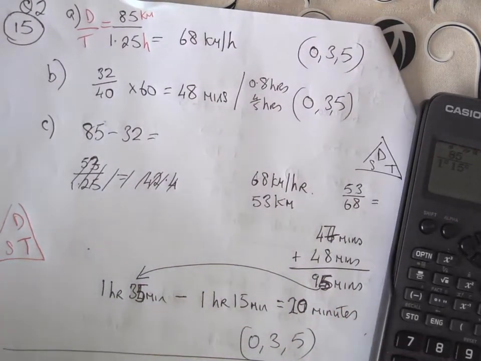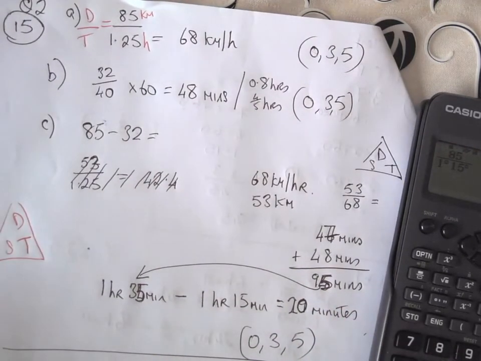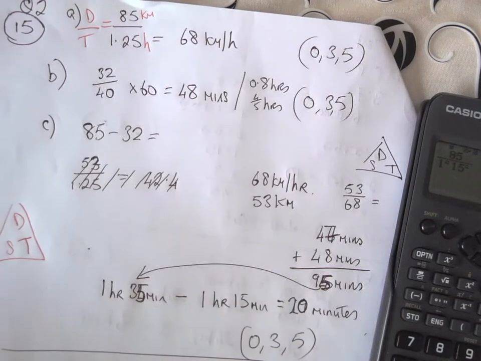The second part then, on a day of heavy rain, his average speed on a 32 kilometre section of the journey was reduced to 40 kilometres per hour. How long did the section of the journey take on the day?